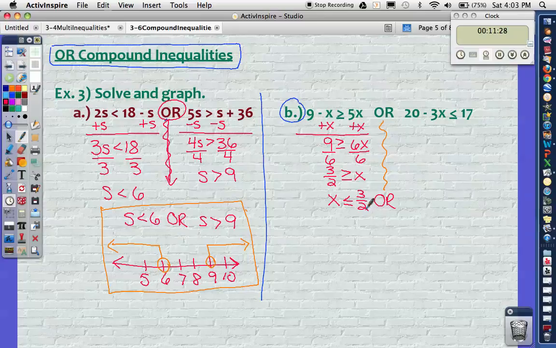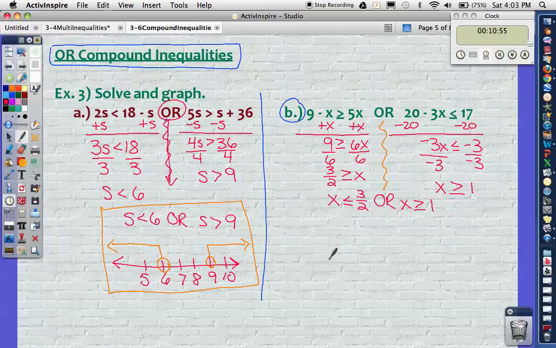On the next part, combine your like terms. I'm going to subtract 20 from both sides. I have a negative 3x is less than or equal to negative 3. Divide both sides by negative 3. And you have x is less than or equal to 1. Oh, I made a mistake. Hopefully you guys are yelling at me. I need to flip that sign. When you divide by a negative, flip it so now it's x is greater than or equal to 1. Pull that down next to my or.